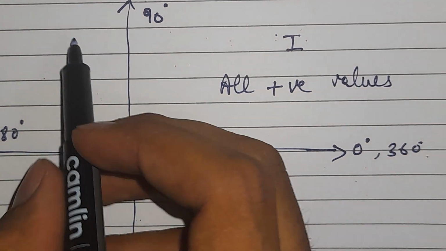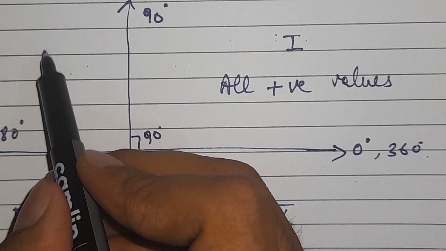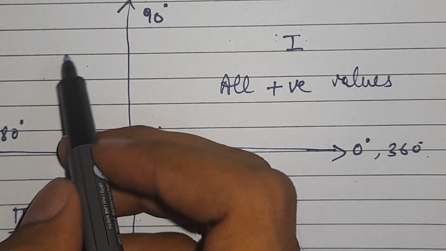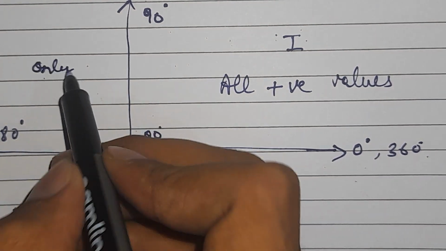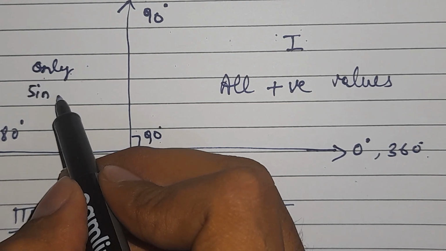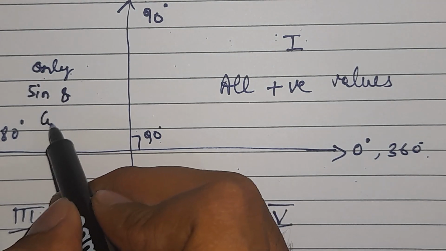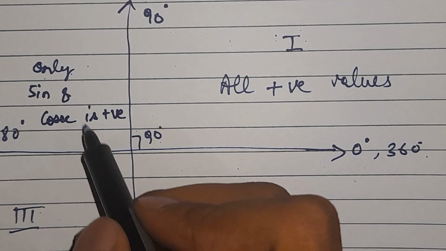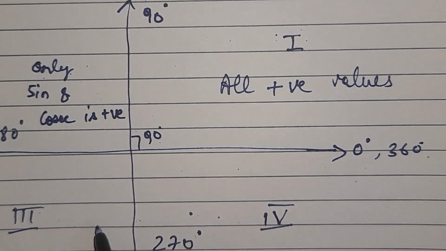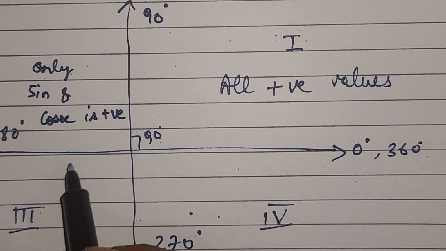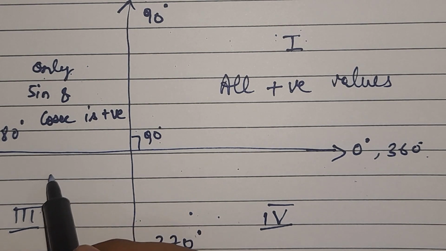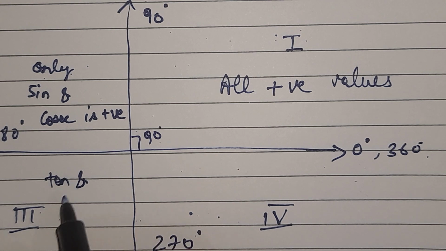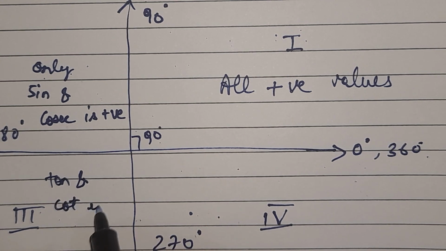In the second quadrant, only sine and its reverse, cosec, will be positive, and all others are negative. Only sine and cosec will be positive. In the third quadrant, only tan and its reverse, cot, are positive.